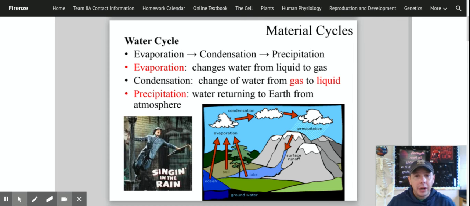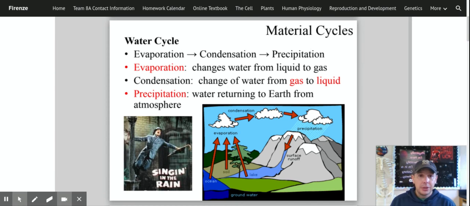Now, when water gets high enough in the sky, it starts to get cold. The cold takes the water vapor that's already in the air and condenses it. This is known as condensation, and it forms clouds. Now, the clouds eventually become so heavy that the clouds can't hold the water up in the air anymore. So it starts to rain or snow or sleet or hail. And this is what's known as precipitation.